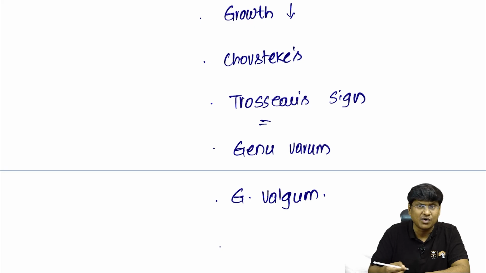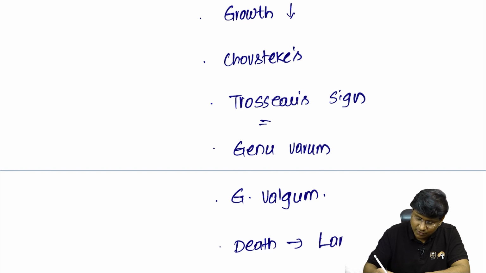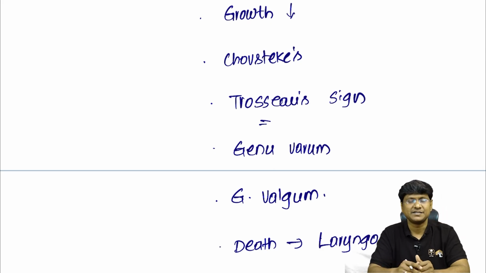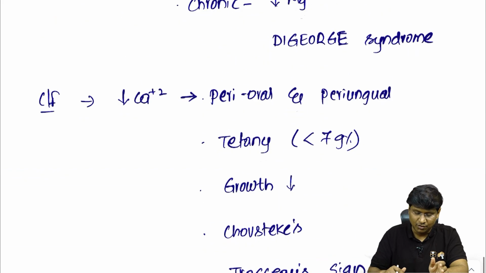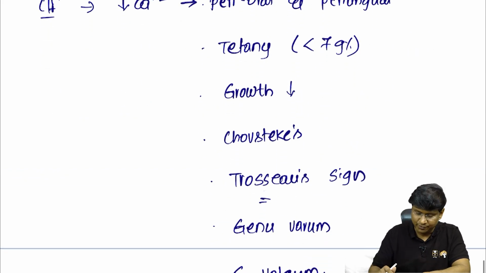And finally, what is the cause of death in patients with hypoparathyroidism? The hypocalcemia will cause laryngospasm, right? And it is because of the laryngospasm that these individuals will die. So this is about the clinical features due to the hypocalcemia.